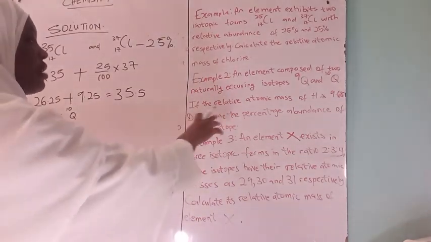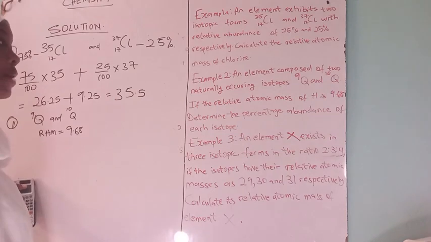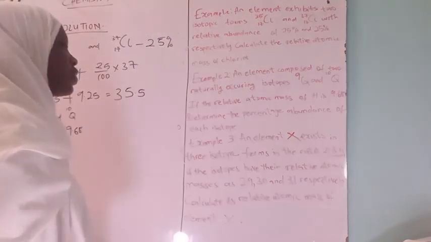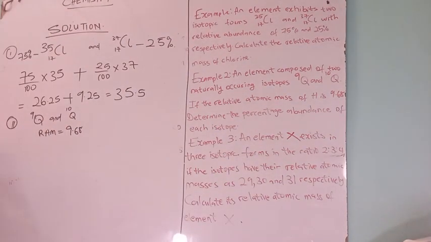The second one: we have to find, an element composed of two naturally occurring isotopes, 9Q and 10Q. If the relative atomic mass of Q is 9.68, determine the percentage abundance of each isotope.